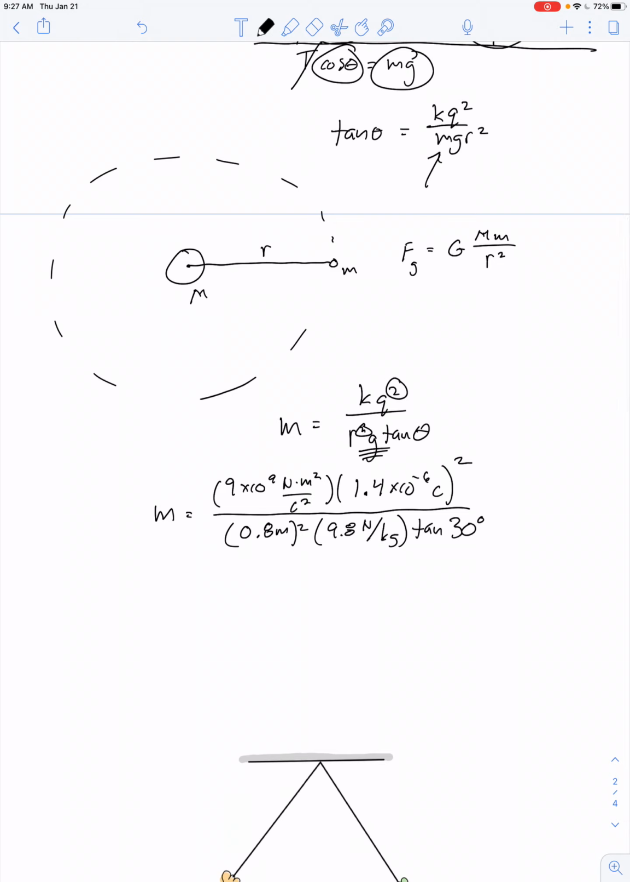Let's look at the units before we do the number crunching. These coulombs get squared, so they cancel with those coulombs squared. These meters get squared, so they cancel here. Newtons cancel newtons. Okay, so we're left with the inverse of kilograms in the denominator, so this is good. Our overall answer we know is going to be in kilograms, as it should be since we're solving for mass. So let's see what we get.